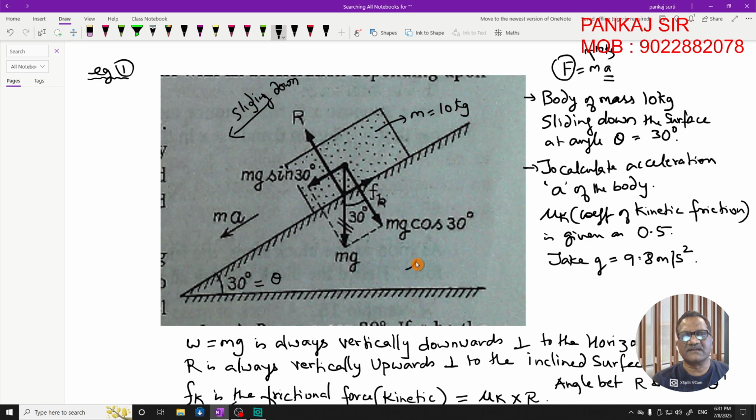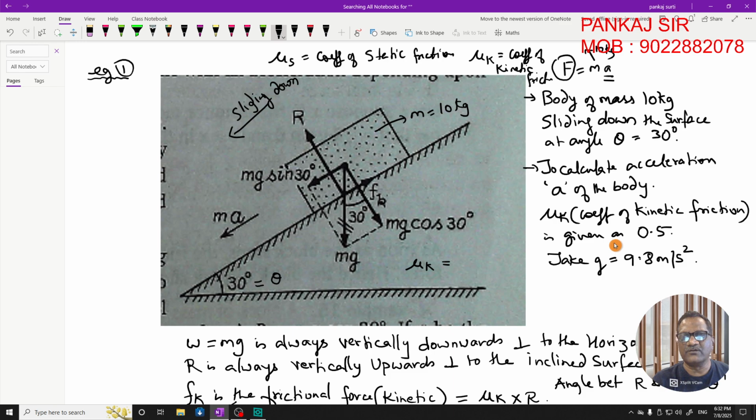Mu k is nothing but, as I told you in the explanation of this FBD on the inclined plane, I used mu s. Mu s is the coefficient of static friction. When the object is not moving, it is known as static friction. And mu k is the coefficient of kinetic friction. This is when the body is actually moving or it is sliding. In this case, it is sliding down with some acceleration. So you will have to consider mu k and not mu s.